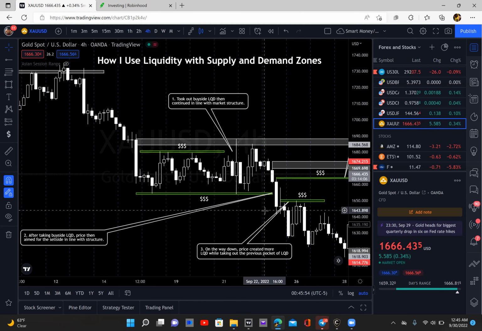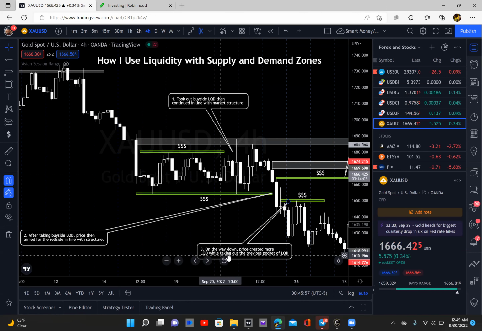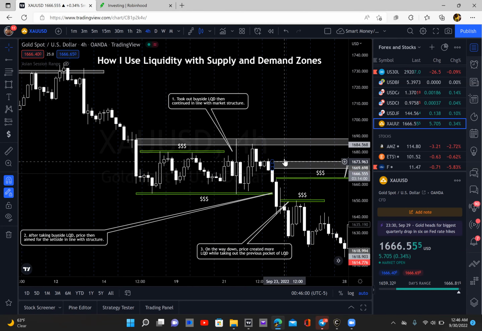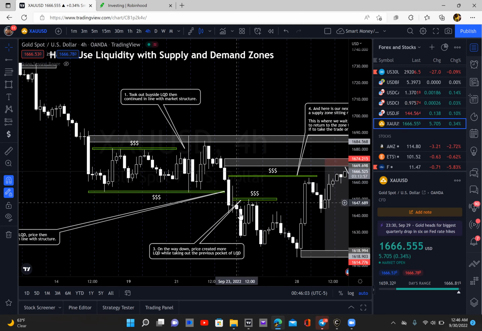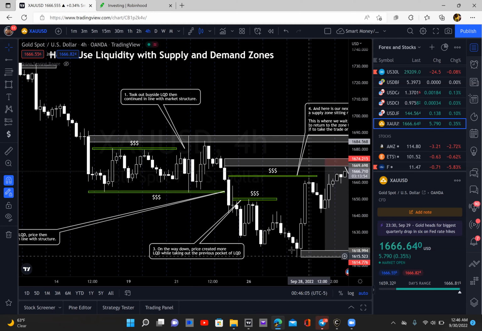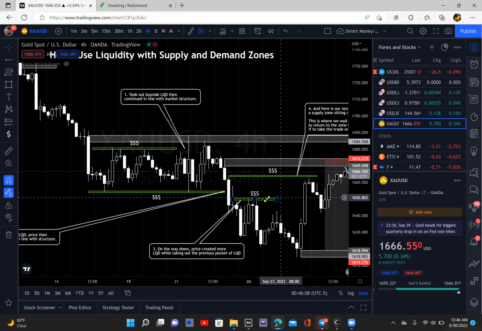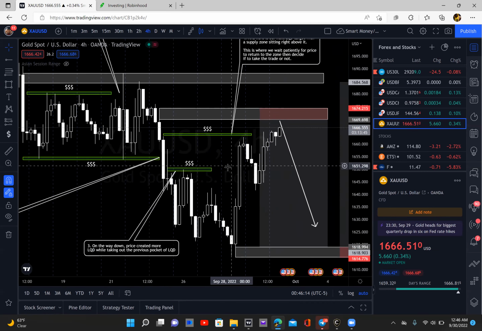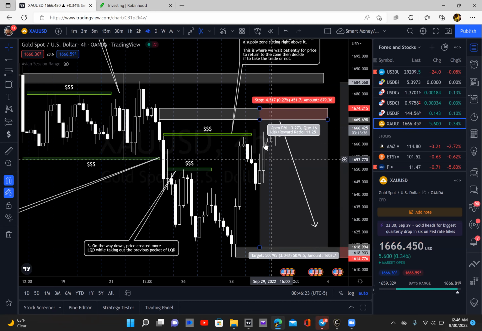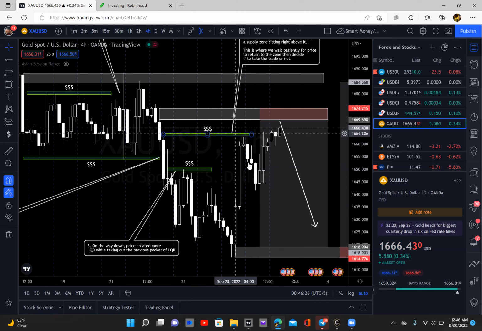Boom, took it out. All right, number three, on the way down, price created more liquidity while taking out previous pockets of liquidity. So as it was coming down to here, it took this liquidity out, and then look what happened. It created more liquidity here. Then once it created that, look what we got. Created our zone here. This is our next zone that we're going to target when it comes down. All right, went up, created liquidity here, dropped. There was probably something up in here that I didn't see. And then look, we are taking this liquidity out.